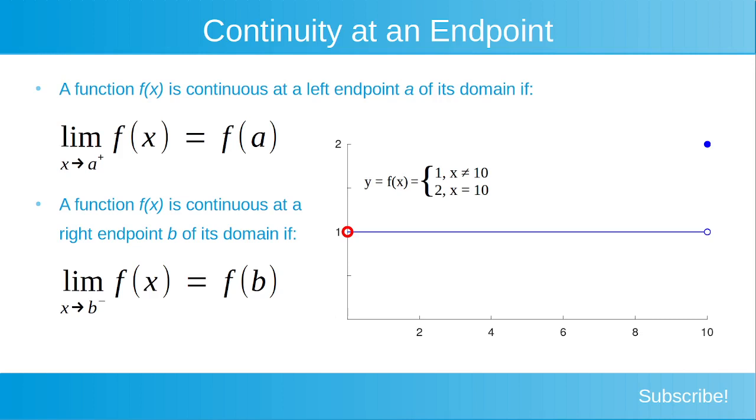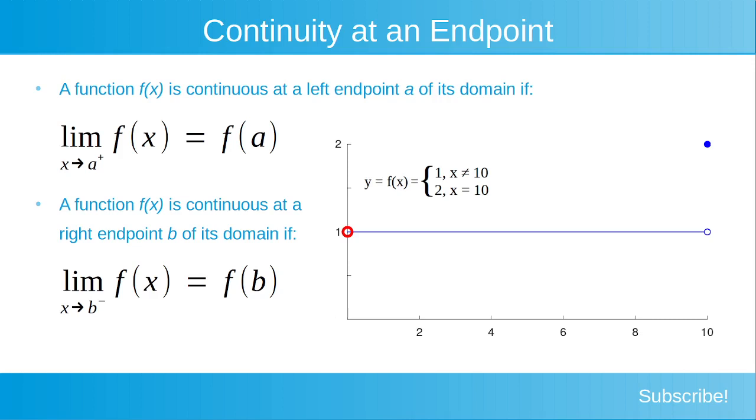Now the right-hand limit as x approaches a of f of x at x is equal to 0, the value that our function approaches, is equal to 1. And our function value at that point, at x is equal to 0, is also equal to 1. So our function here is continuous at its left endpoint, x is equal to 0.